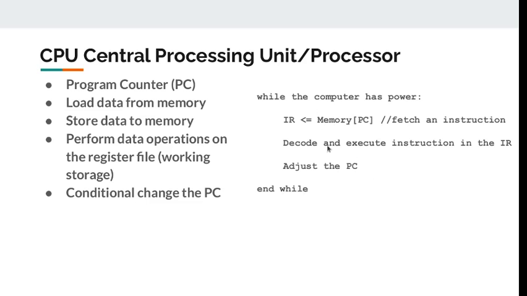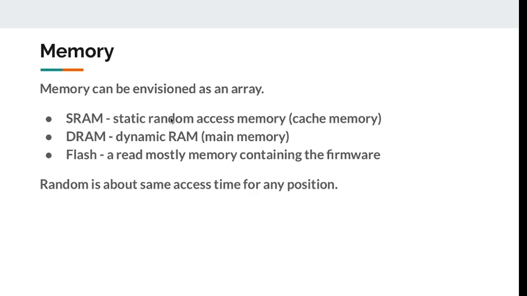And you're going to do that while the computer has power, and you just keep doing that. The CPU is just doing that. The memory, on the other hand, we have several implementations of memory. And you can see the memory basically as a big array.